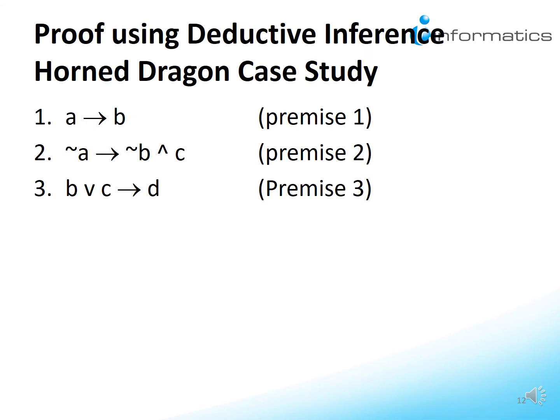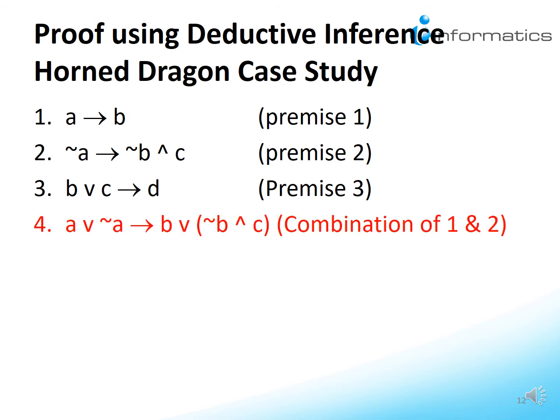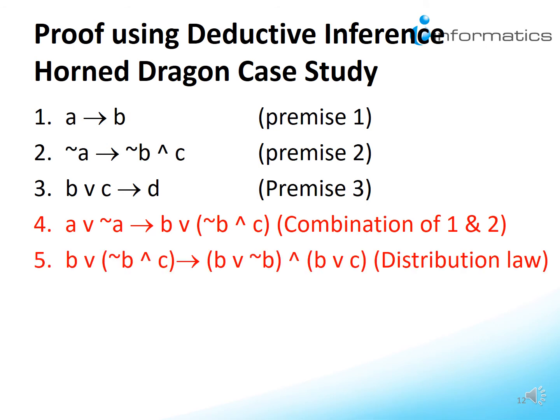Using the inference rules that we discussed so far, we can prove the dragon key study. We start with the three premises. Then we combine the first two statements so that the left hand sides are together and the right hand sides are together. Now we apply the distribution rule to the right hand side of the fourth statement. So B or (not B and C) can be distributed as (B or not B) and (B or C) together.